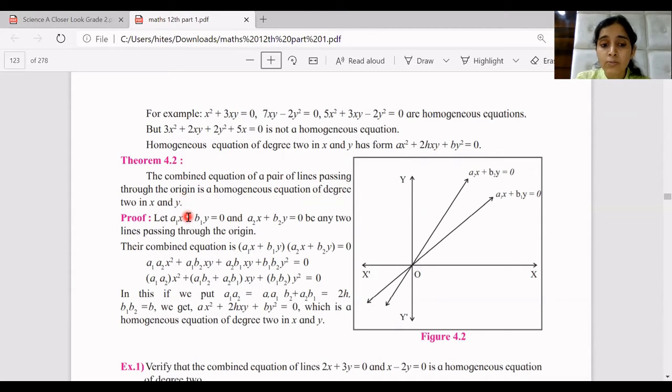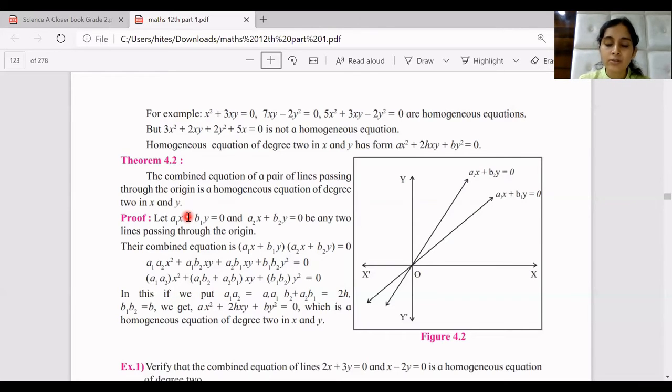Okay, now an important part. Combined equation of a pair of lines, remember UV equal to 0: a1x plus b1y plus c1 equal to 0, and a2x plus b2y plus c2 equal to 0. Those are the two equations of single lines. For combined equations, we multiply these equations. Now they say that the combined equation of a pair of lines passing through the origin is a homogeneous equation of degree 2 in x and y. So there are two conditions in this theorem. First, the combined equation of the lines, and secondly, those lines have to pass through the origin.